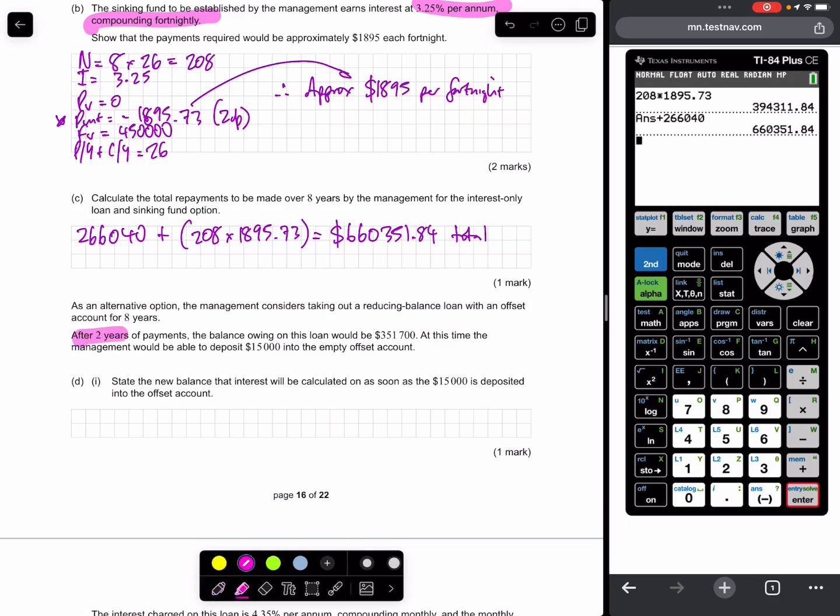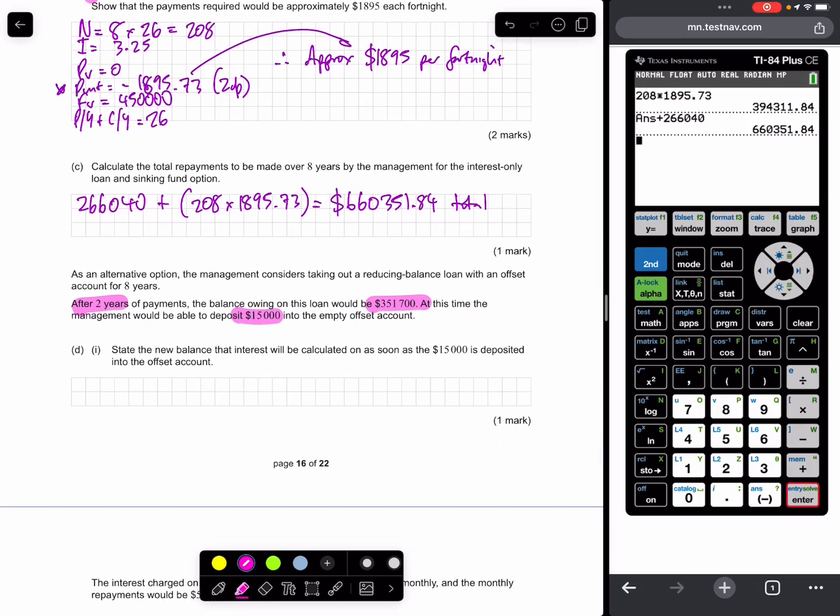As an alternative option, the management considers taking a reducing balance loan with an offset account. After 2 years, the balance owing on this loan would be $351,700. They're going to deposit 15 grand. State the new balance. 351,700 minus 15,000. New balance is going to be 336,700.